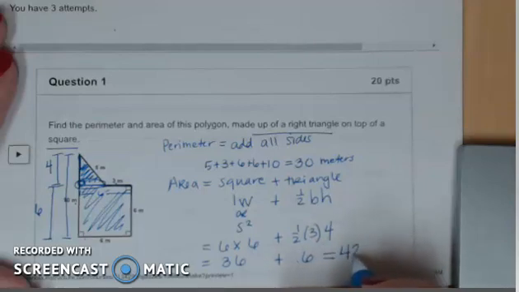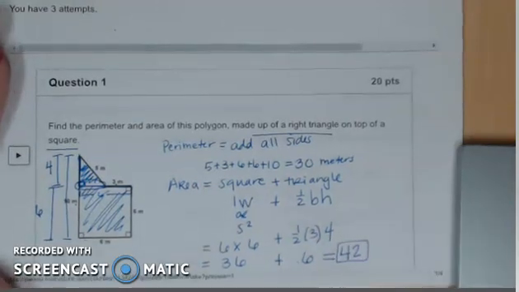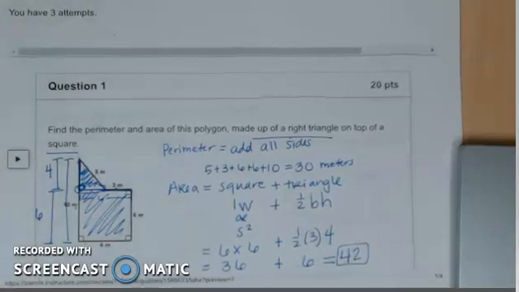And so my total is 42. So definitely using your instructions is very helpful. I know this is a little more difficult than just singular shapes of just a rectangle or just a triangle. So try to follow through with what do I have? What do I know? What can I do?